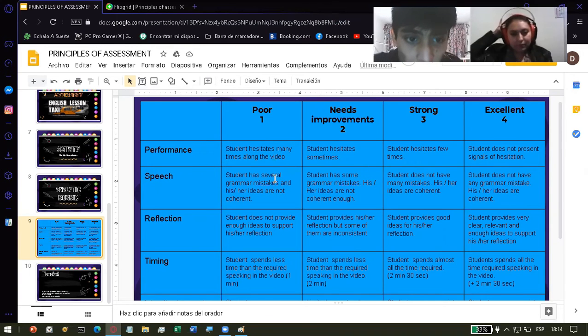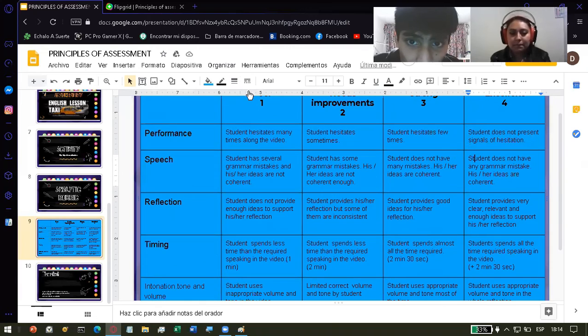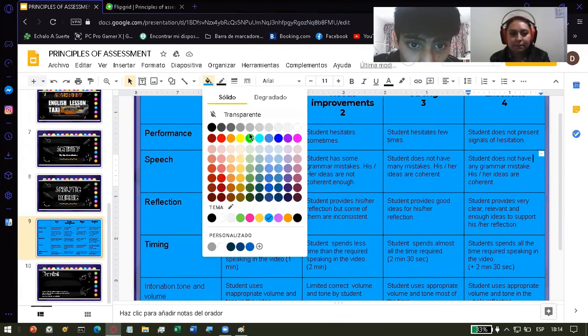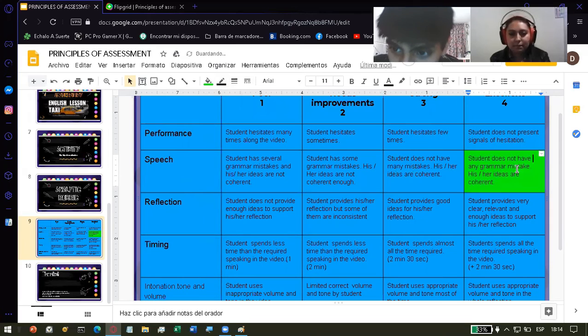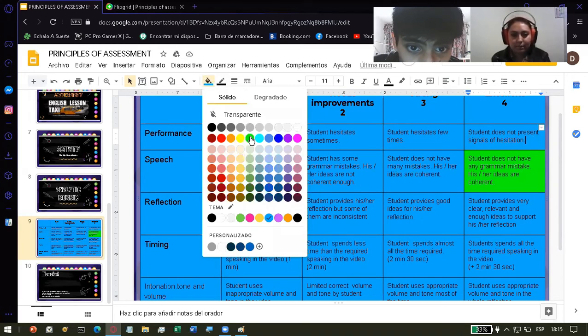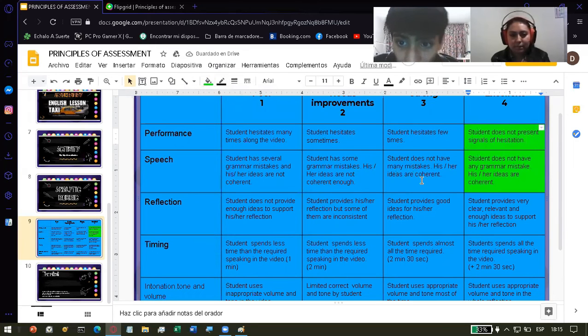In the first file, which is performance, I think you did it really well. You just presented one hesitation, but it cannot be an impediment to set you, in this case, a 4. I think you did it really well. So in this one, you have a 4.